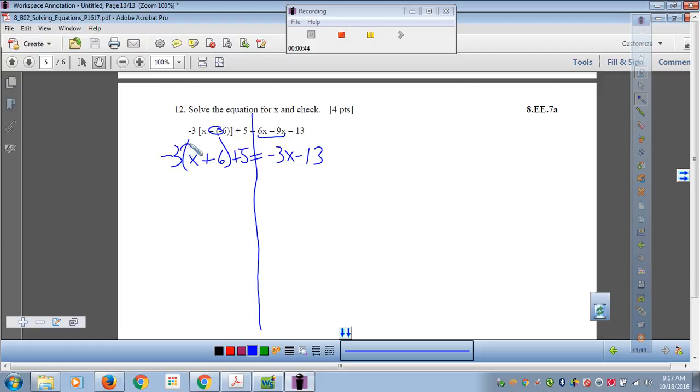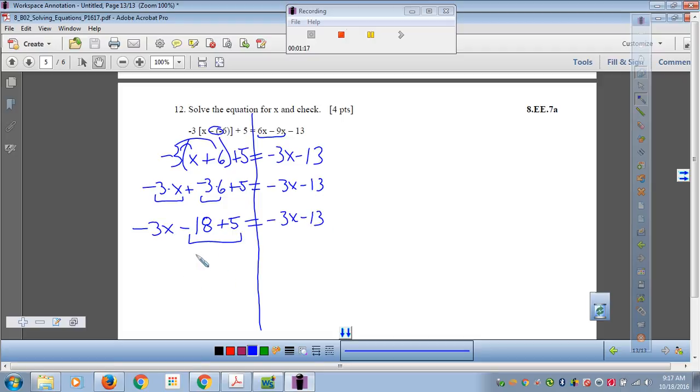Okay, next step, let's go ahead and do the distributive property. So I have negative 3 times x plus negative 3 times 6 plus 5 equals negative 3x minus 13. Okay, now go ahead and multiply those together. You get negative 3x plus negative 18. Well, adding a negative is the same as subtraction. Now, I'm going to go ahead and combine my like terms. So negative 18 plus 5 is negative 13.